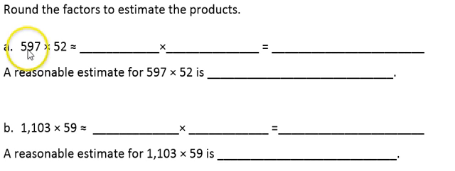To begin with, I'm looking at 597 times 52. I'm going to round each of these numbers and then determine my estimated product. Well, 597 is close to 600. That would be the nearest hundred. So I'll change that to 600. 52 is close to 50. So now my new problem is 600 times 50.